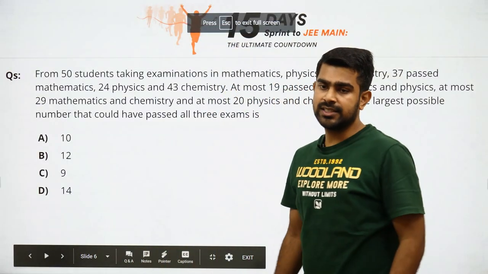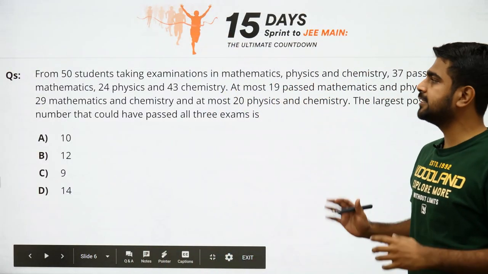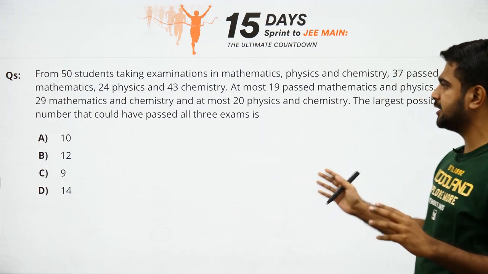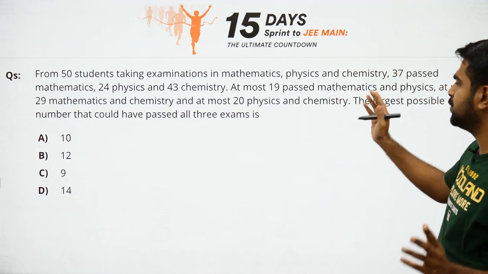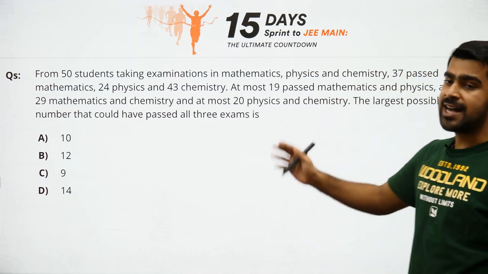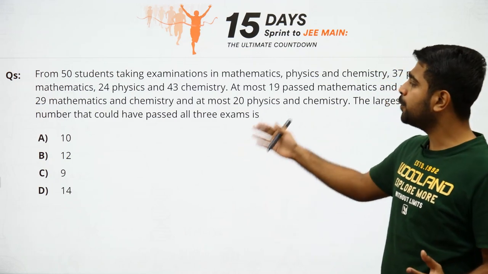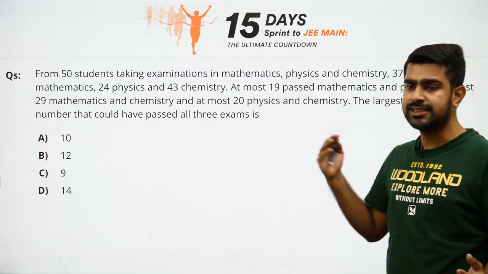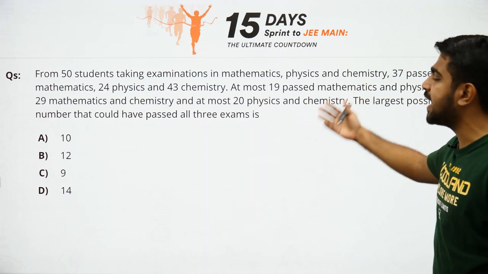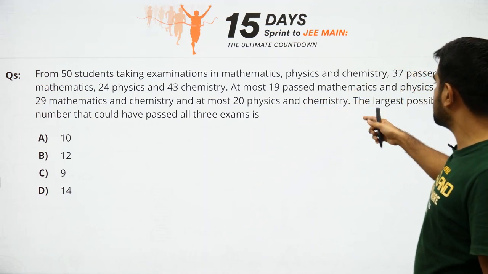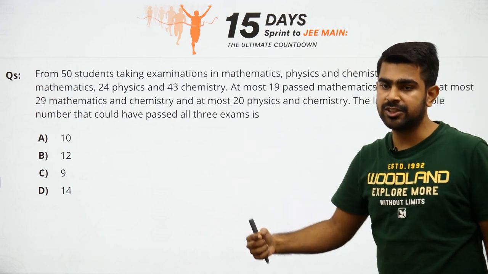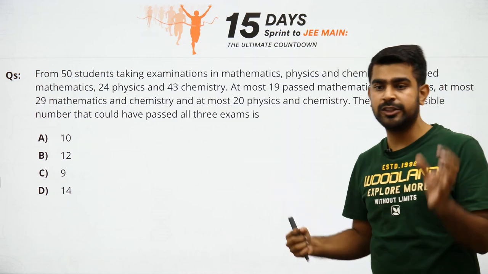This is the next question that I have for you. So please check it out. So the question says that from 50 students taking examinations in mathematics, physics and chemistry, which you are all familiar with, 37 passed mathematics, 24 passed physics and 43 passed chemistry. That is individual. Okay, now at most 19 passed mathematics and physics, at most 29 passed maths and chemistry, and at most 20 passed physics and chemistry.